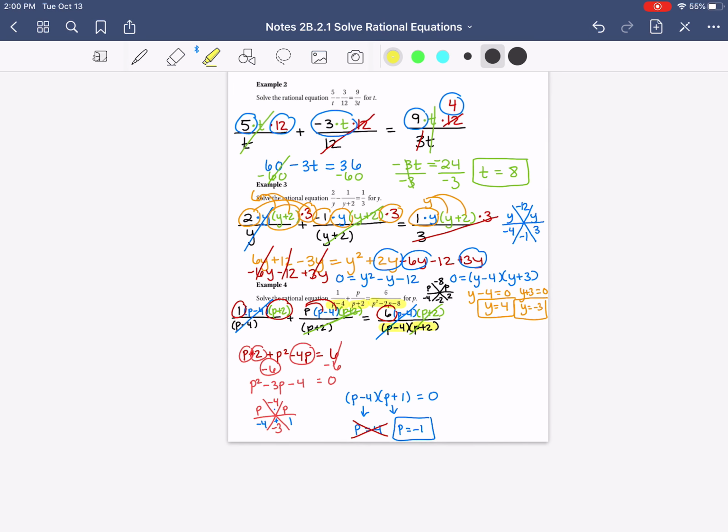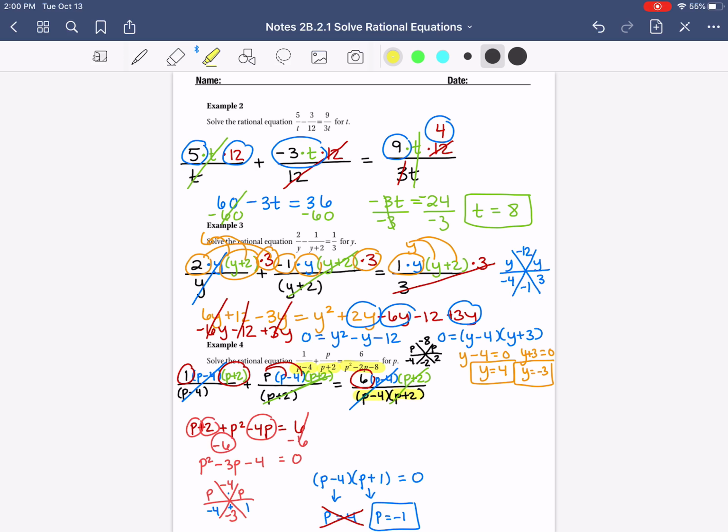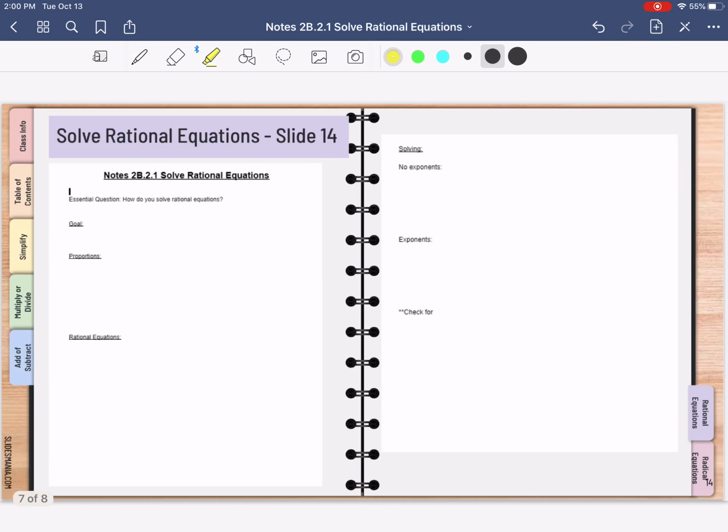Okay, so the key thing is to make your division bars nice and long, multiply by all of the denominators in each numerator, and cancel all of the denominators. Once you multiply everything out and see what you have, look: do you have any exponents? If you do, you have to set it equal to 0 and then factor. If there are no exponents, then you can just solve it straight away.